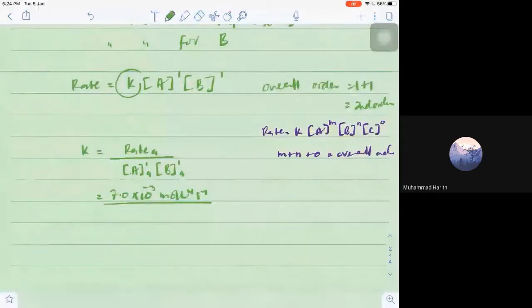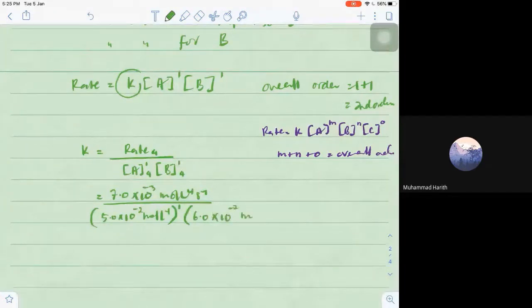Over the concentration of A in experiment 4, which is 5.0 × 10^-2 mole per liter to the power of 1, and then the concentration of B in experiment 4 is 6.0 × 10^-2 mole per liter to the power of 1. Actually, we just plug in the values from the data in experiment 4, same with the concentration of B. Just press the calculator, and we will get the K value, 2.33.